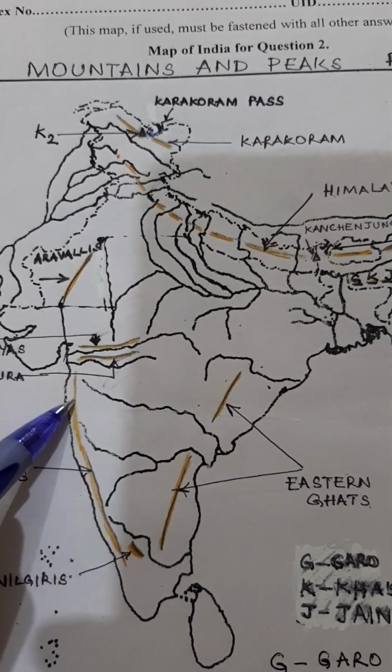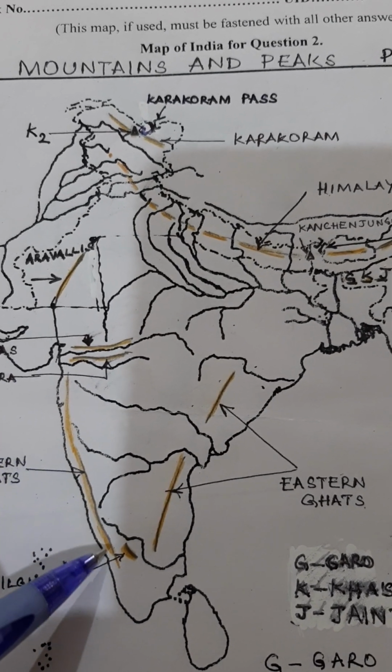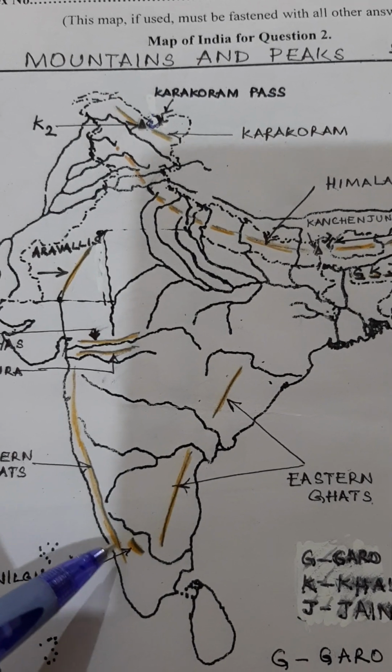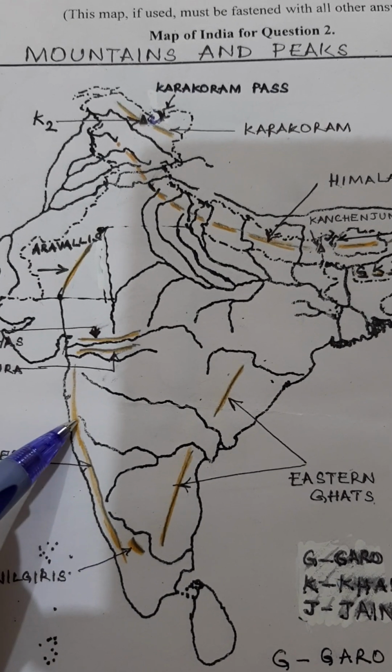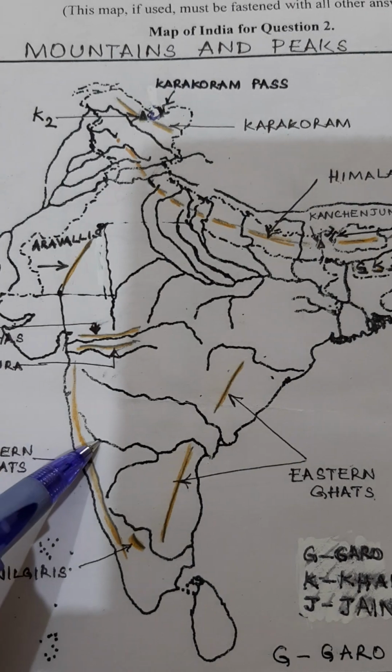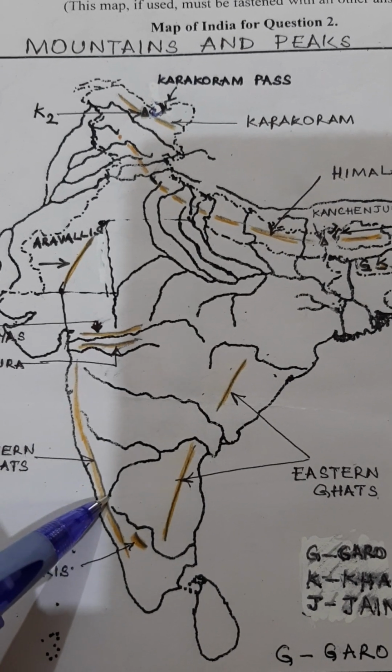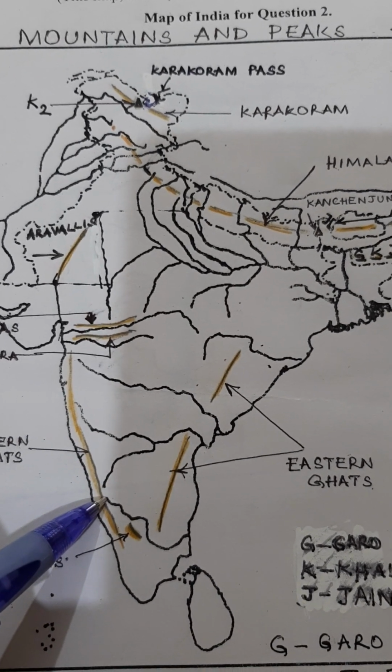And Western Ghats is a continuous range. And again, when you're marking Western Ghats, it should not touch the rivers. It should not touch river Krishna. It should not touch river Tungabhadra. It should not touch river Kaveri.